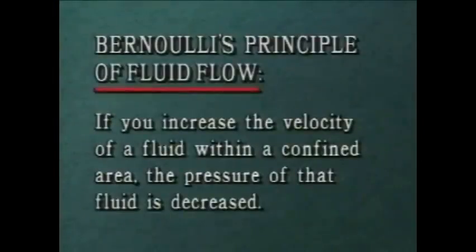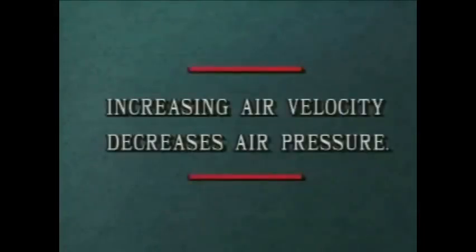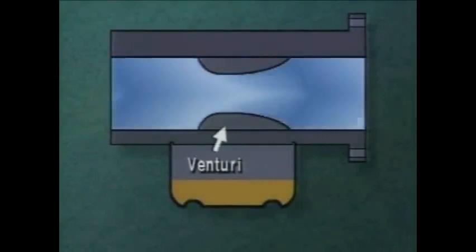In part, Bernoulli's principle states that if you increase the velocity of a fluid within a confined area, the pressure of that fluid is decreased. Now, if we apply that concept to our carburetor, increasing the velocity of the airflow in the tube will decrease the pressure of that air. To increase the velocity of the air, we'll use a narrowing in the tube, commonly called a venturi.